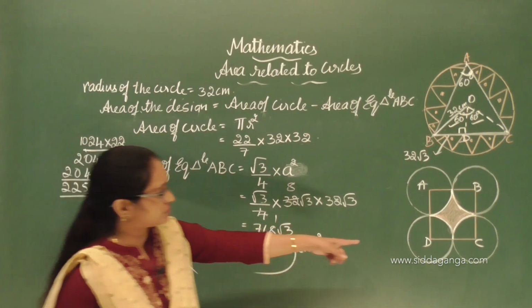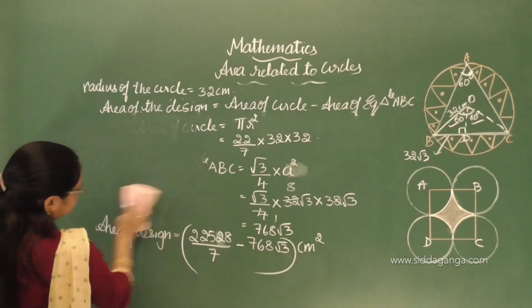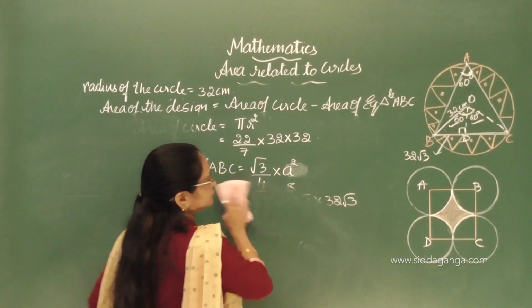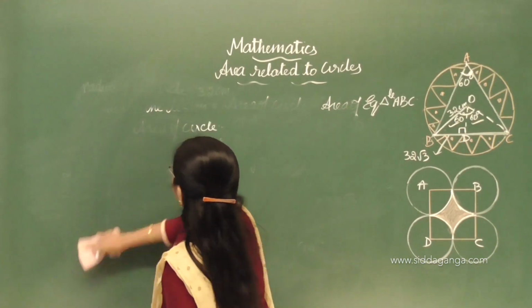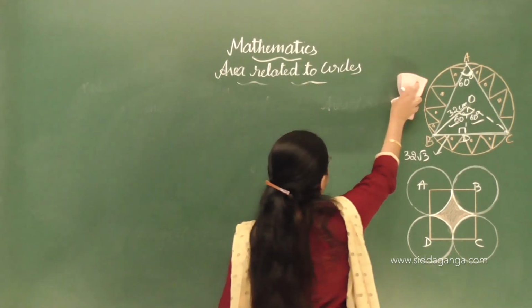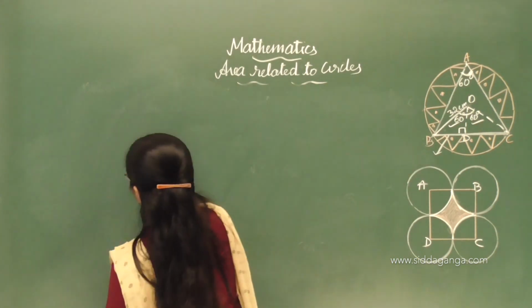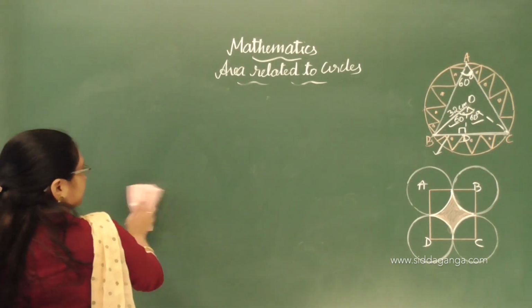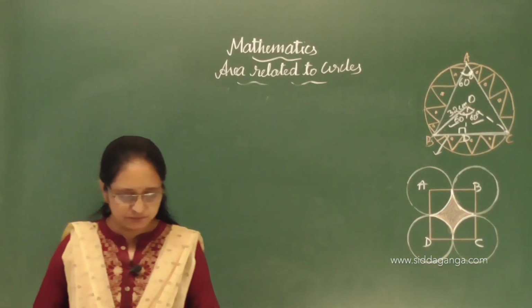Next one, a simple problem we have here. Just observe the diagram and try to think how we can find out the area there. So that is a simple problem again. Next one, I will read the question.